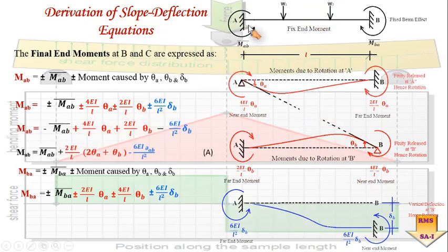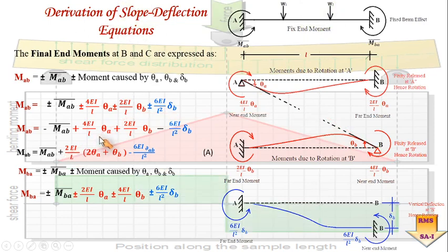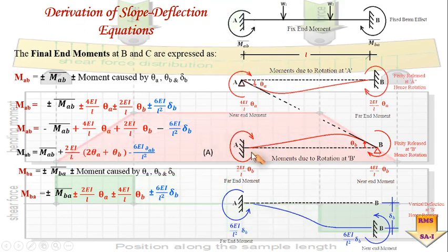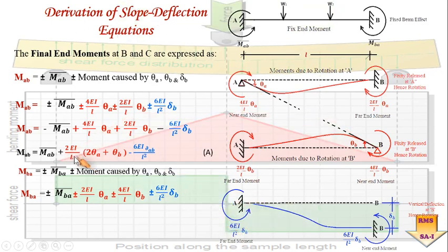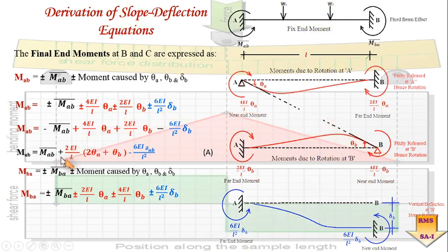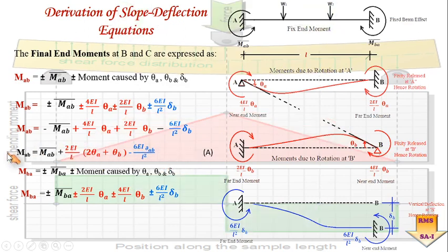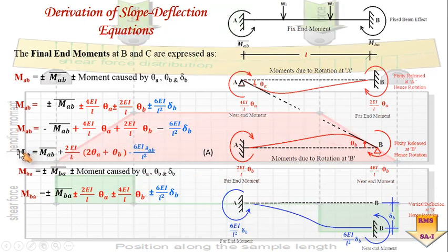So MAB will be equal to anti-clockwise, so minus, this is plus, so plus 4EI by L into theta A plus 2EI by L theta B minus 6EI by L square theta B. So this is how we have worked out equation number 1. What I did here, I can take EI by L outside as a common. So in bracket we have 2 theta A plus theta B minus the remaining terms. This is a governing equation for finding out the final end moment about point A.